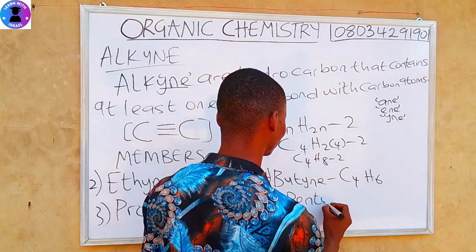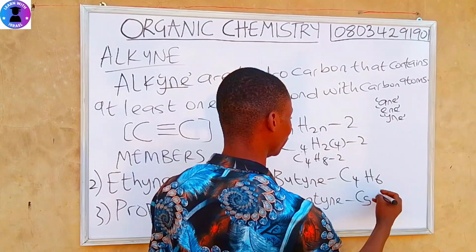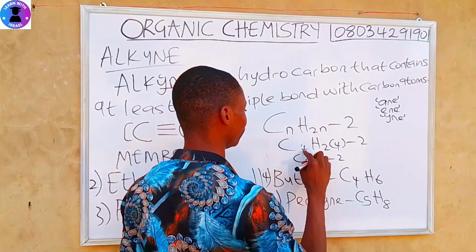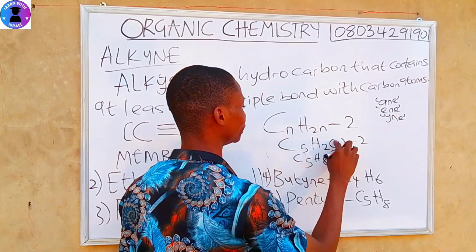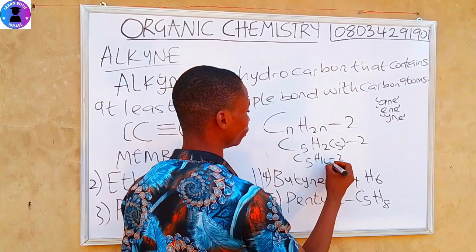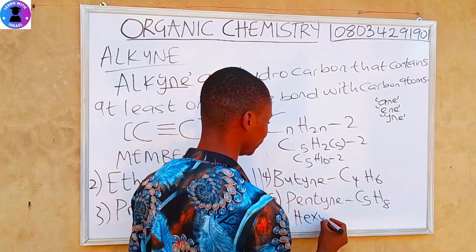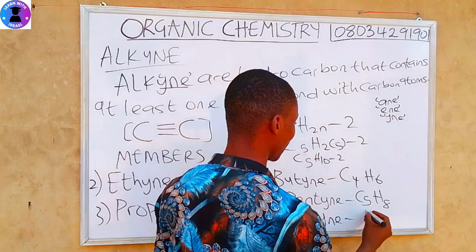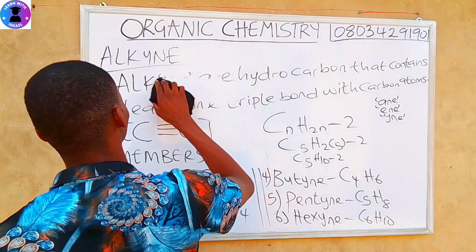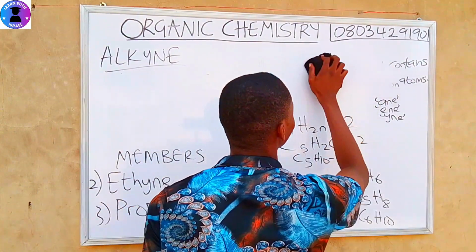Pentyne is the next. Pentyne is C5. Add 2 here, H8. And if you want to confirm it, C5. Change this number of hydrogen to 5. 2 multiplied by 5 is 10. And 10 minus 2 is 8. For hexyne, it is called hexyne. That's 6, H10. So let's clean the board. You can see it is as simple as ABC.